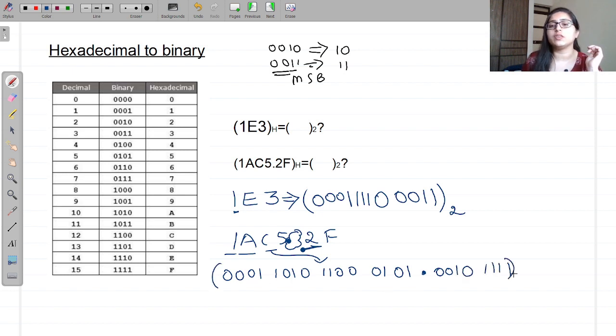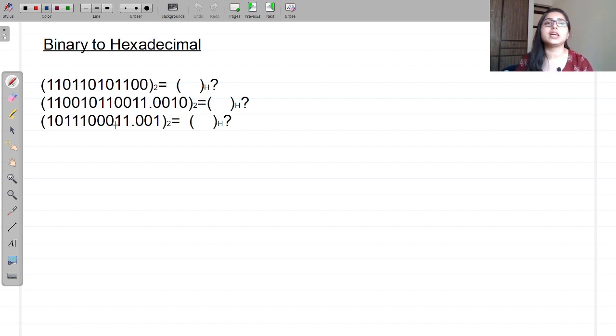So this is the equivalent binary representation. For each hexadecimal digit, we are going to represent with a binary group. So this conversion is easy. Whatever the number is, you can directly convert it to binary if you remember this table. Okay, so next, binary to hexadecimal.